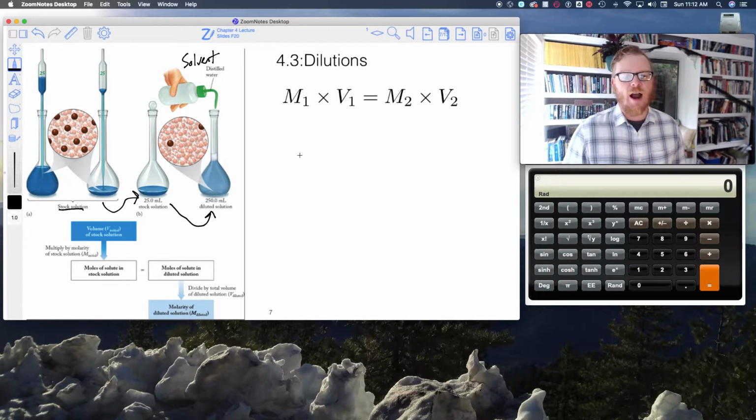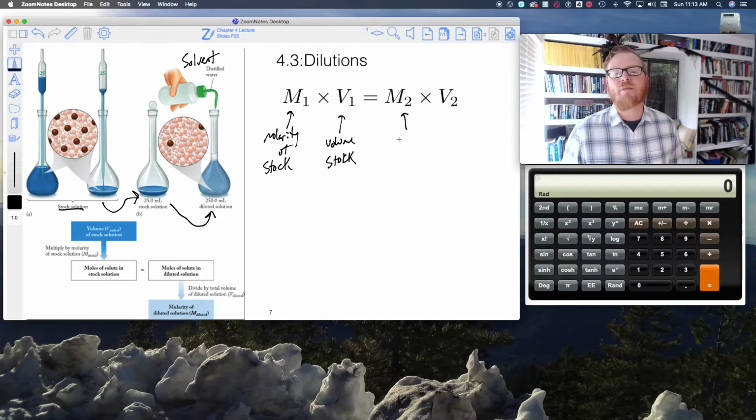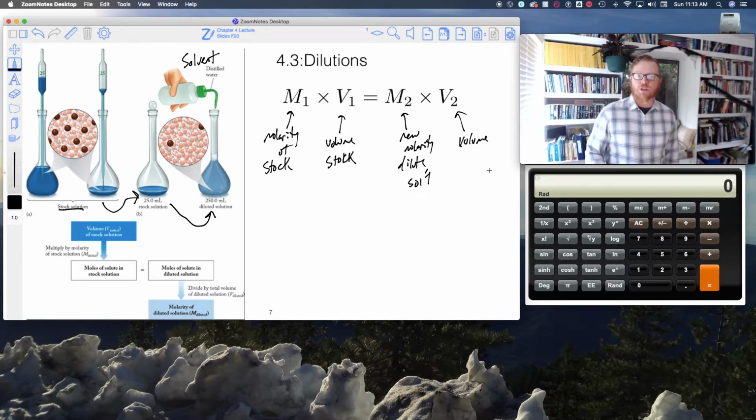Okay, so here, this is giving you a run through of this. I'm going to switch over to this formula right here, the famous M1 V1 equals M2 V2. So yes, that's molarity of the stock solution times the volume of the stock solution. And now this is going to give me the new molarity of the dilute solution as well as the volume of the new dilute solution.